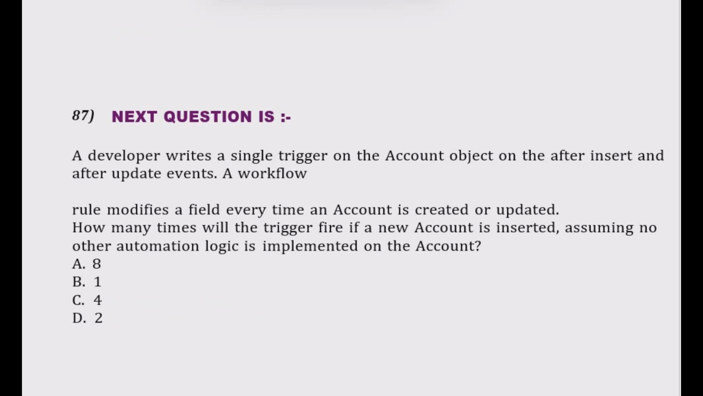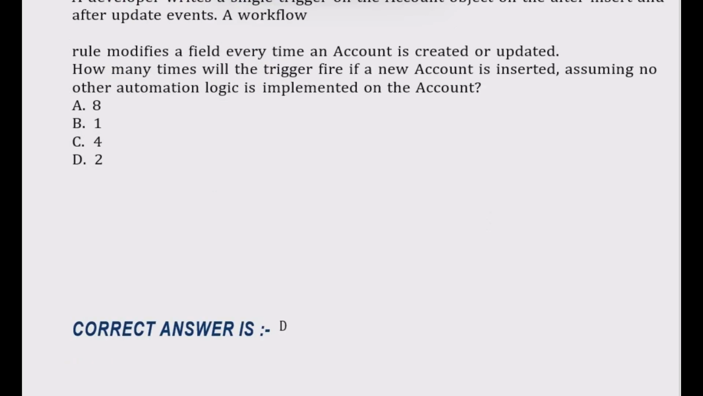Question is, a developer writes a single trigger on the account object on the after insert and after update events. A workflow rule modifies a field every time an account is created or updated. How many times will the trigger fire if a new account is inserted, assuming no other automation logic is implemented on the account? Option A 8, Option B 1, Option C 4, Option D 2. Correct answer is option D.